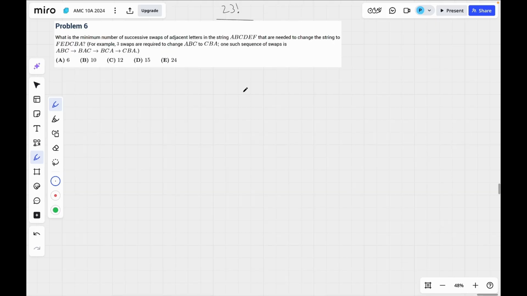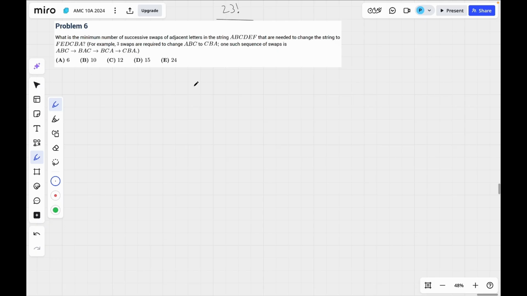Now let's move on to problem 6. It states, what is the minimum number of successive swaps of adjacent letters in the string ABCDEF that are needed to change the string to FEDCBA? For example, 3 swaps are required to change ABC to CBA.